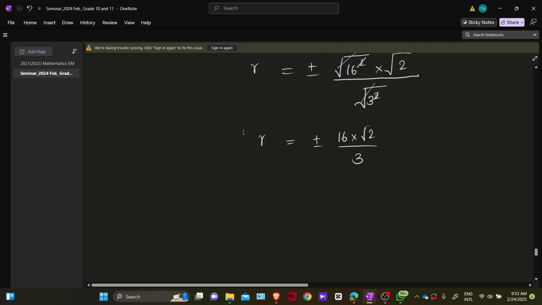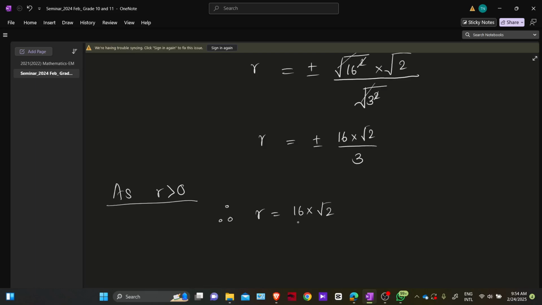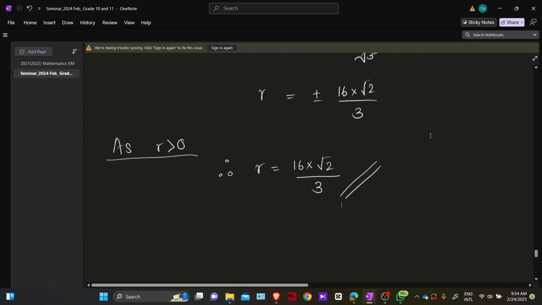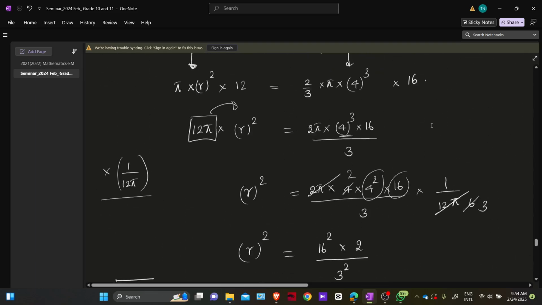Now you can filter, as r is a positive value. R means a radius, right? Radius can't be negative. Therefore, you may write as r is positive always. Therefore, r is equal to 16 times root 2 over perfect 3. That's the answer. Look, how simple is that? Okay. The first part is over.